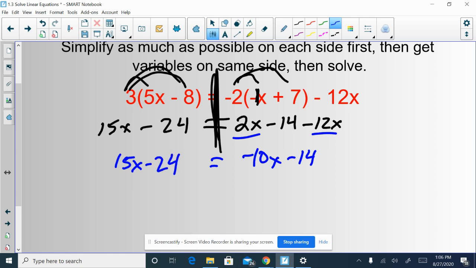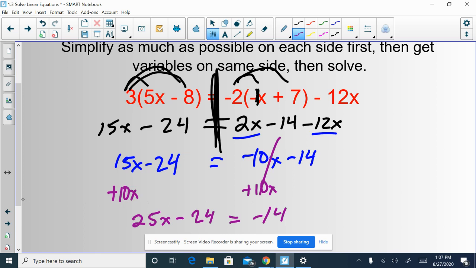And now is when you're going to go to moving things to the opposite side of the equal sign, and that's when you do the inverse, right? So I have a negative 10x over here. In order to move a negative 10x, I'm going to add 10x. If you do it to one side, you have to do it to the other side. So we have 25x, right, when you add those two things, minus 24 equals, those cancel, negative 14.